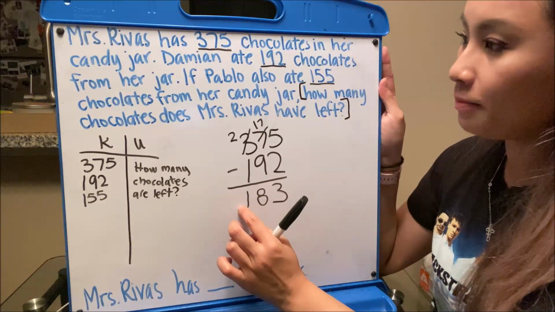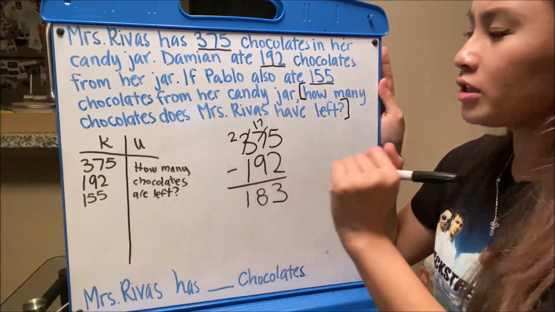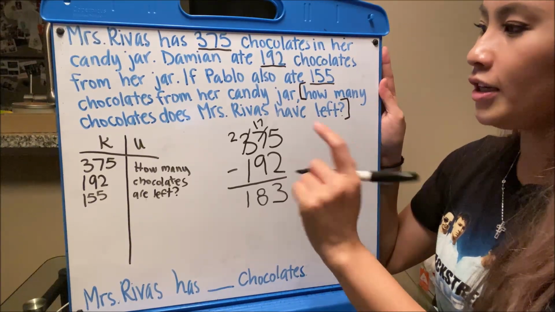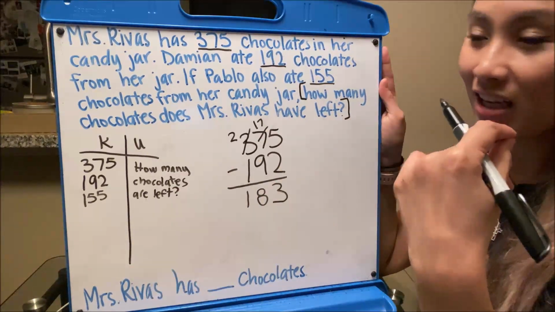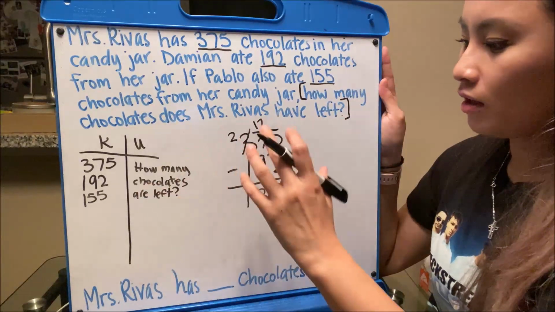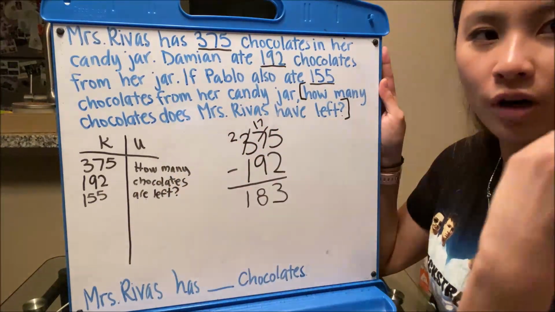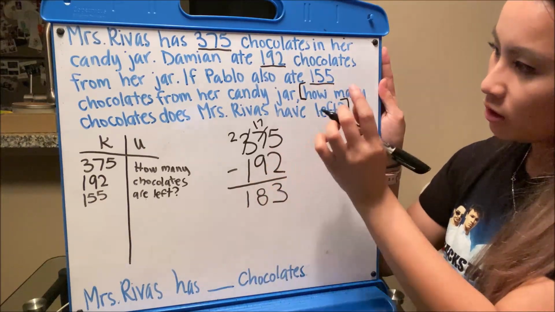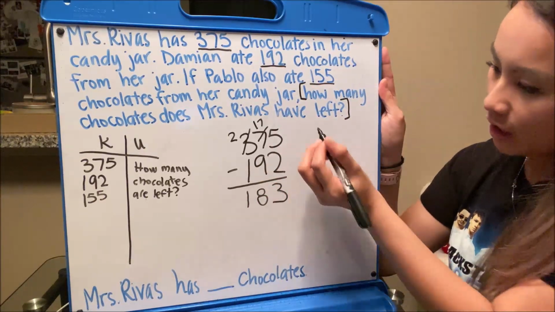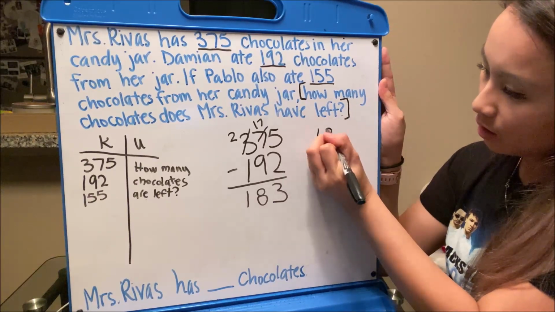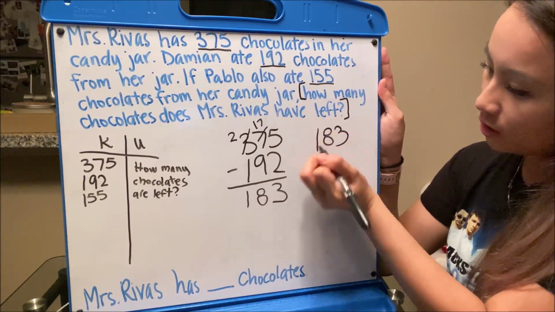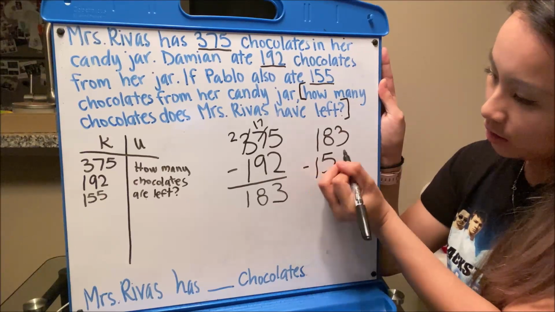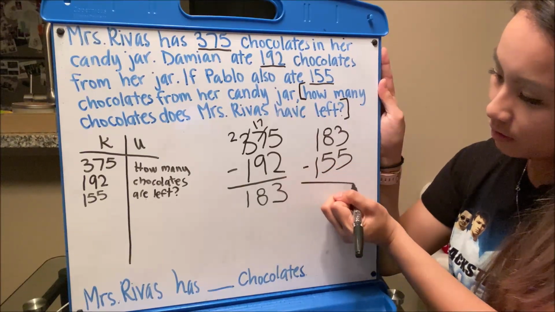But we are not done yet because Pablo also ate 155 chocolates from her candy jar. Again, since Pablo is eating, he's taking some from the jar, so we're gonna subtract, take some out. So we're gonna subtract 155 from 183. So 183 minus 155.